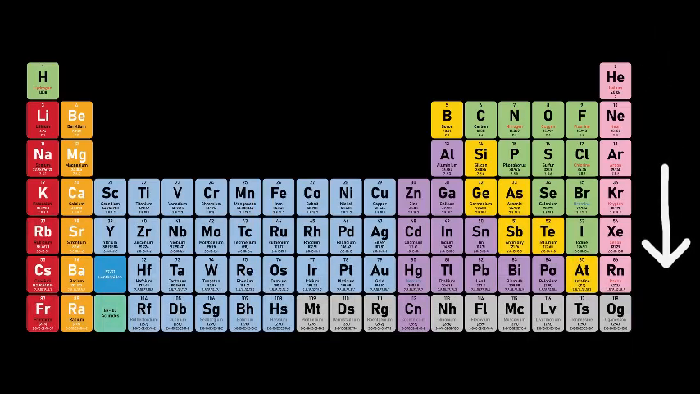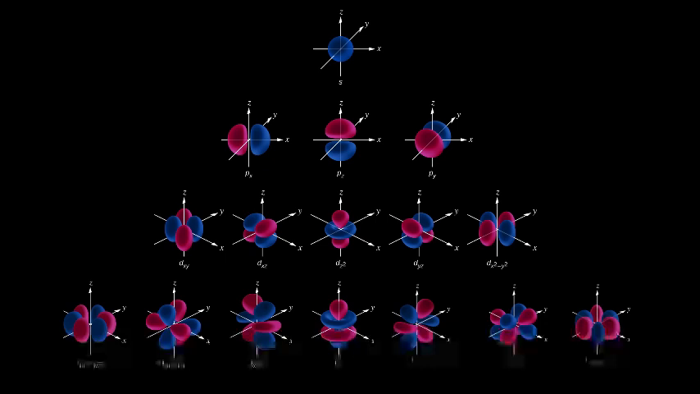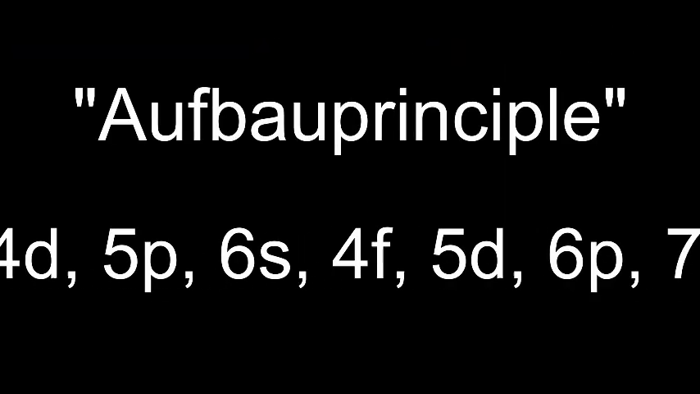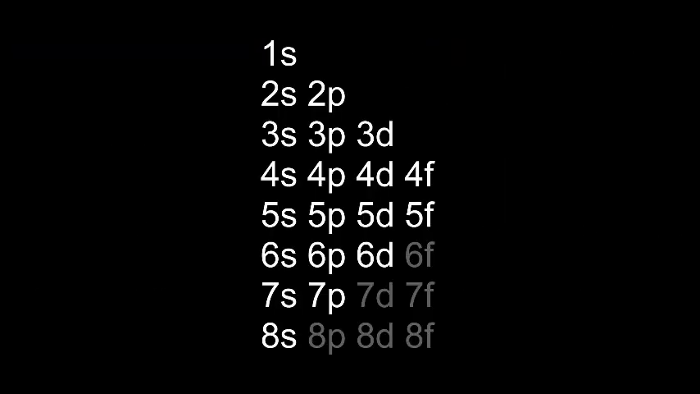The principal quantum number, and therefore the total number of shells, increases from top to bottom in the periodic table from 1 to 7. Every element has a different number of electrons that fill up these orbitals, and the different subshells and orbitals are filled in a specific order called the Aufbau principle. Just write down the subshells like this and draw diagonal lines from top right to bottom left.